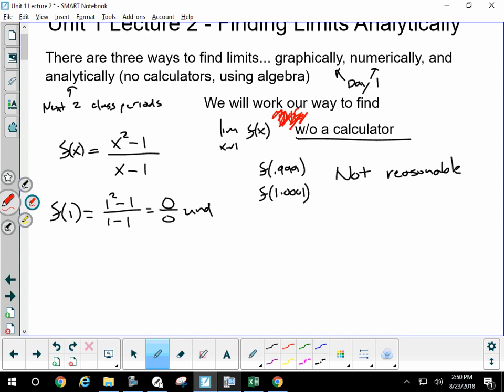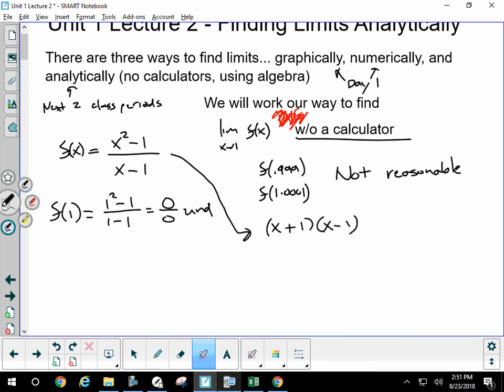But what am I to do? Well, I can inspect this function a little bit more. And I notice I've got x squared minus 1. And I know from my days in Algebra 1 and Algebra 2, and all of my math classes, that I could factor that. That's a difference of squares. I could turn this into x plus 1 times x minus 1. Okay, well, let's just rewrite it.